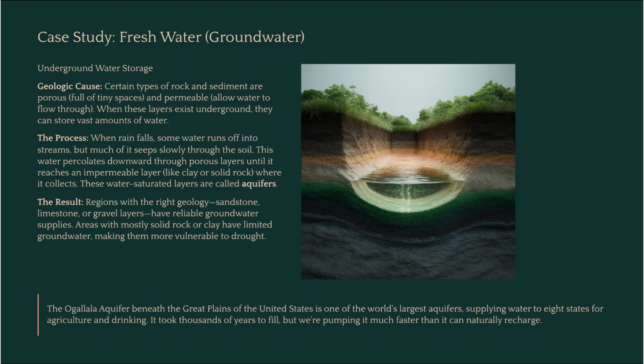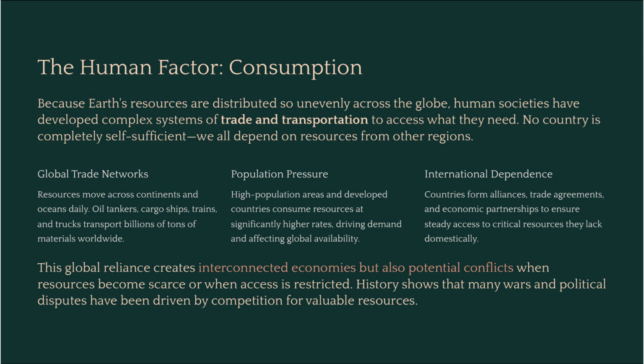Even something as common as fresh water is unevenly distributed. In addition to surface water like lakes and rivers, we rely heavily on groundwater stored in underground layers called aquifers. The quality of an aquifer depends entirely on the local geology. Is the rock porous enough to hold water? Is there a layer of clay or rock that traps it? Places with the right kind of underground geology can have access to year-round water, even if they don't get much surface rain.